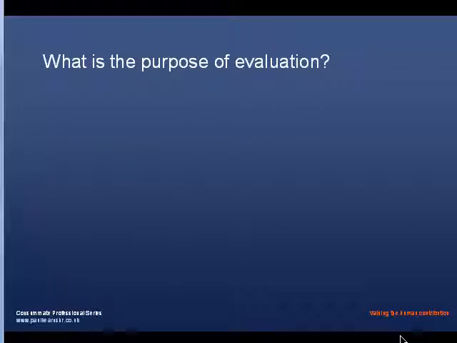So what is the purpose of evaluation? If you thought it was about trying to justify your existence, or maybe even trying to get a bigger training budget, then maybe you need to think again. Evaluation has much more important purposes than that, and they're all very constructive and very positive.